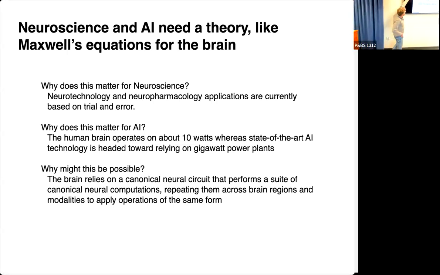So neuroscience, and I'll argue AI, need a theory, kind of like Maxwell's equations for the brain, right? Expressible in mathematics, hopefully analytically tractable, or at least partially analytically tractable.